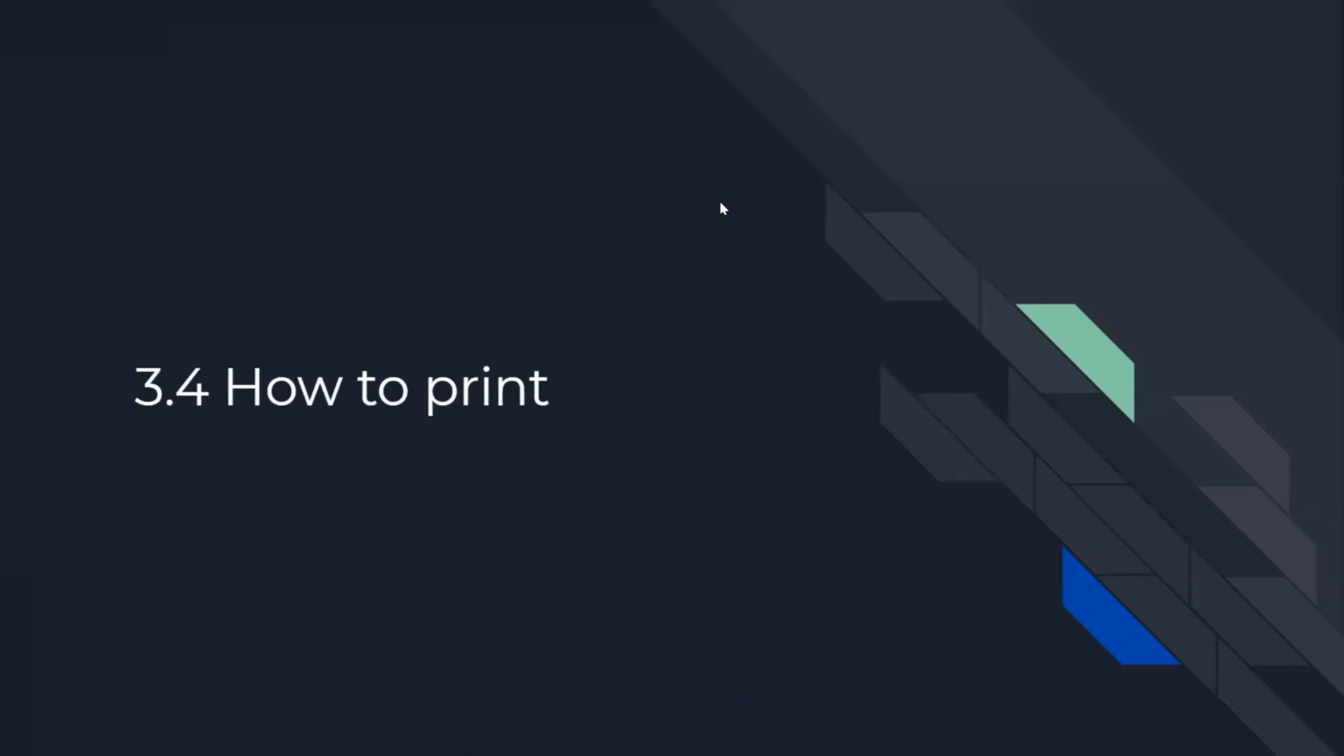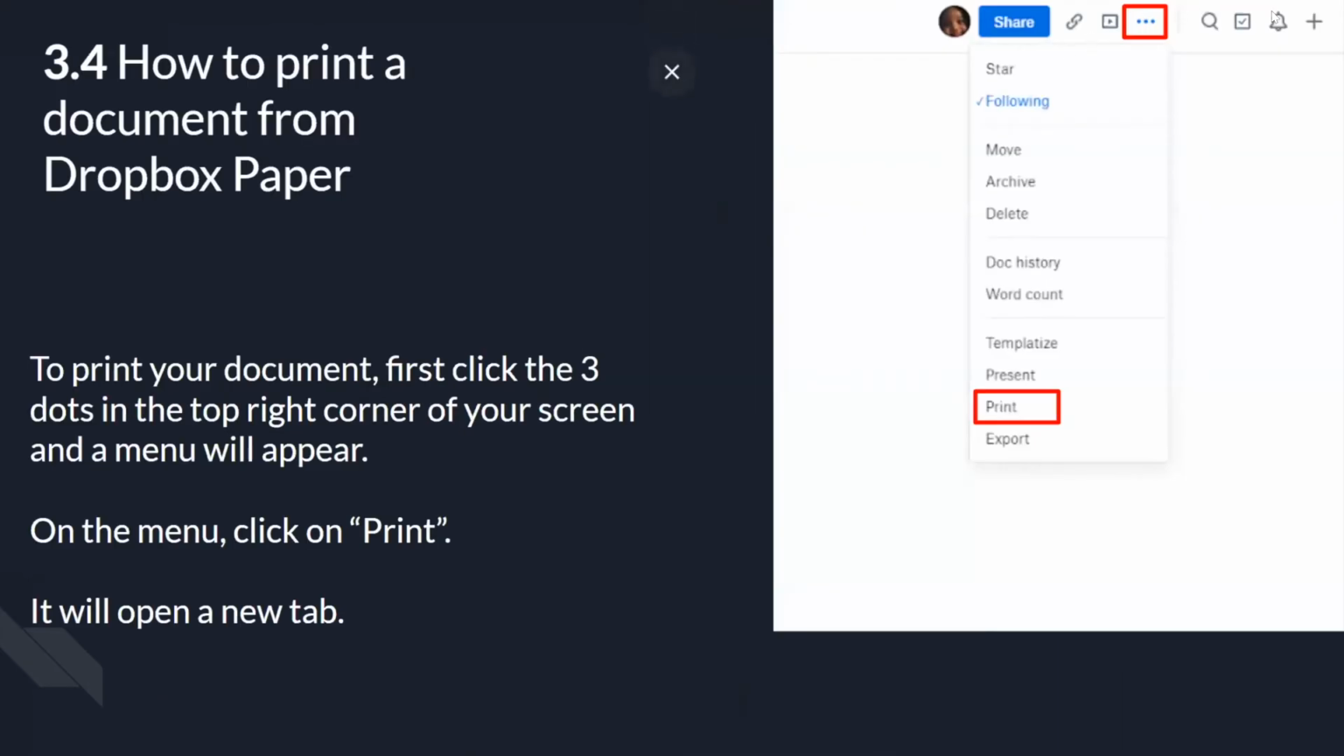So how to print with Dropbox is very simple. All you got to do is, when you're in your document, you're going to have this at the top right of your screen. You're going to see the share button, the link button, a little box with a triangle, and you're going to see 3 dots. You're going to want to click on the 3 dots, and then this menu will pop up. You're going to want to click over on print, which is near the bottom.